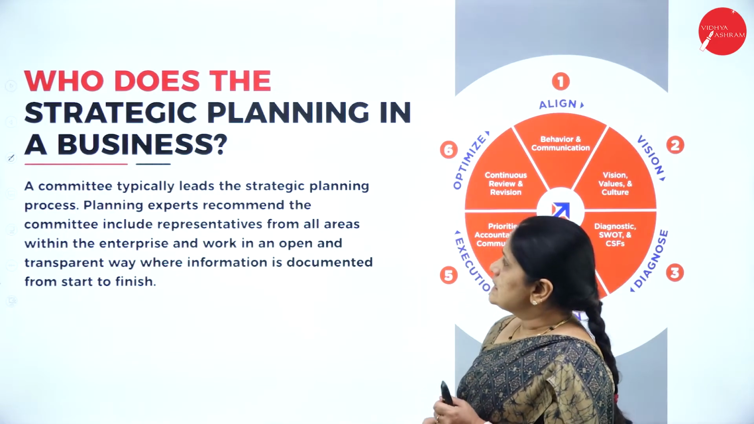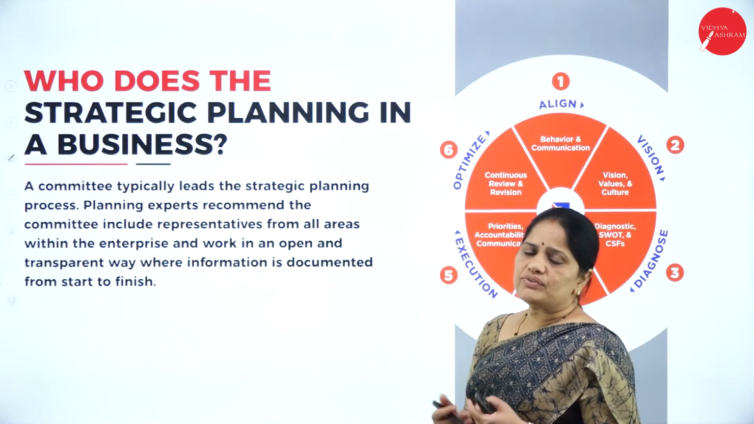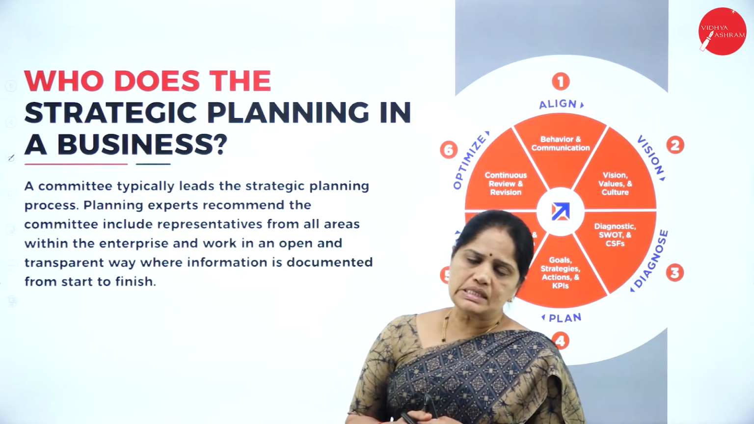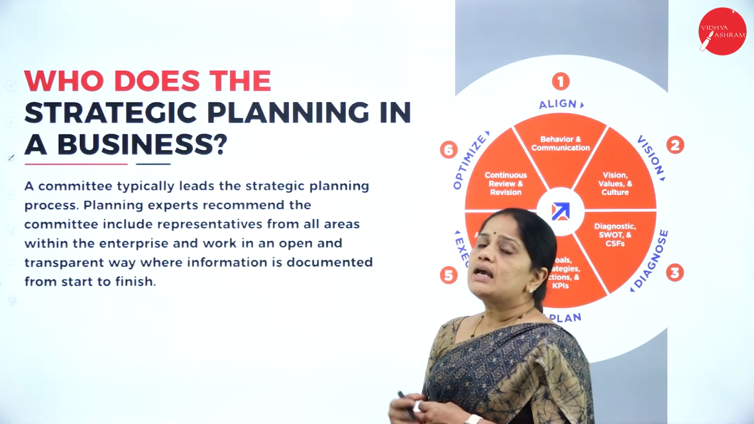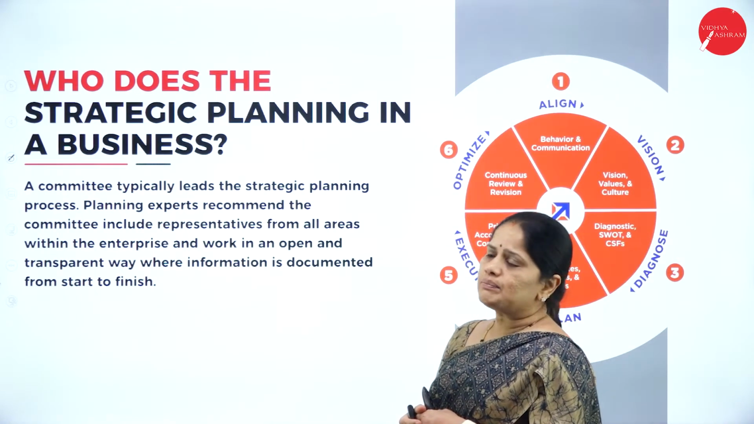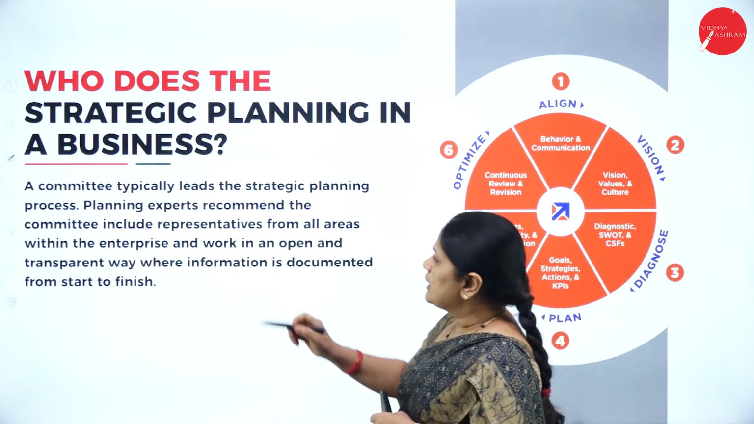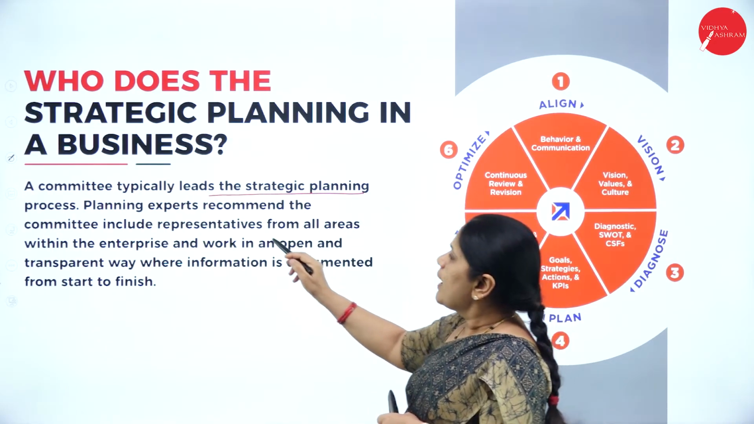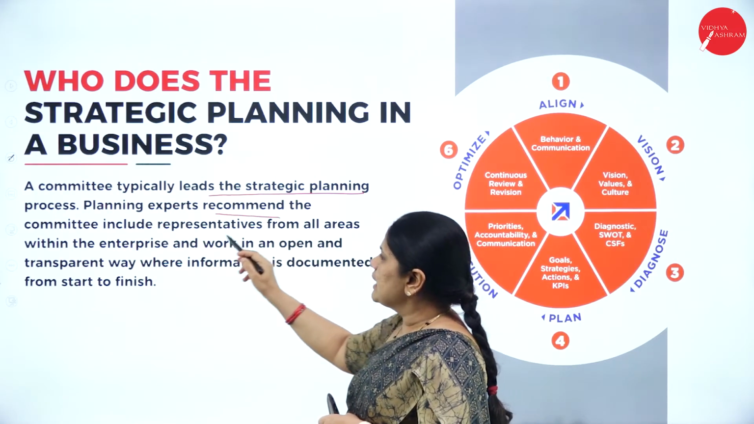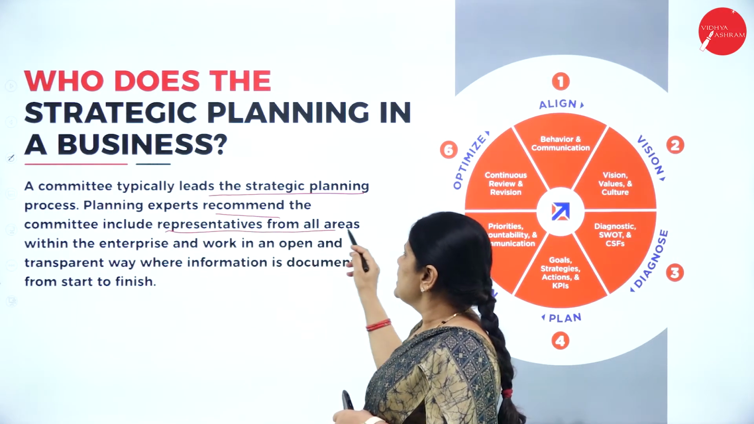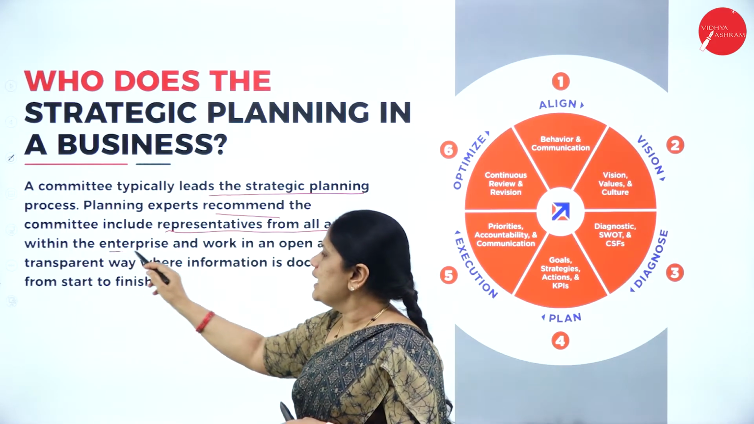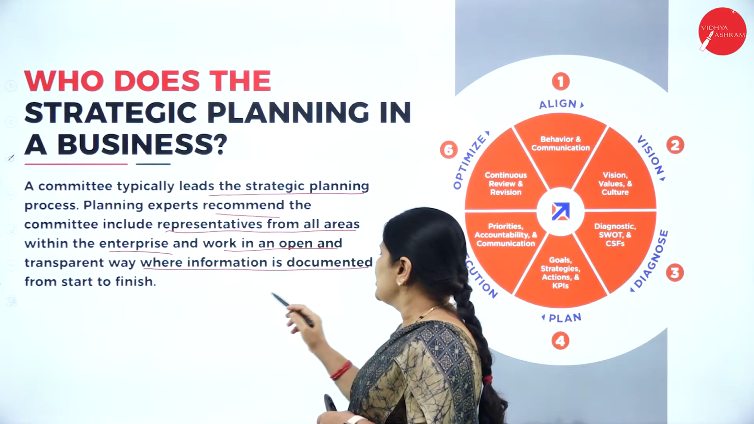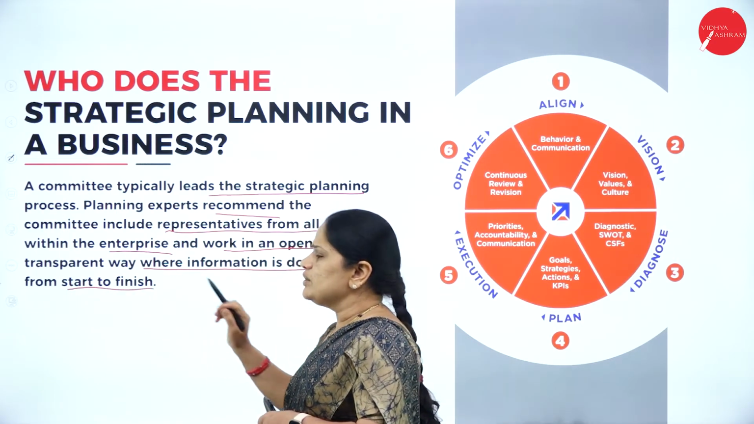Then, who does the strategic planning in a business? We have studied what strategic planning is. We have also studied the processes as steps in strategic planning. Now, let us see who does the strategic planning in a business. A committee typically leads the strategic planning process. Planning experts recommend the committee include representatives from all areas within the enterprise and work in an open and transparent way where information is documented from start to finish.